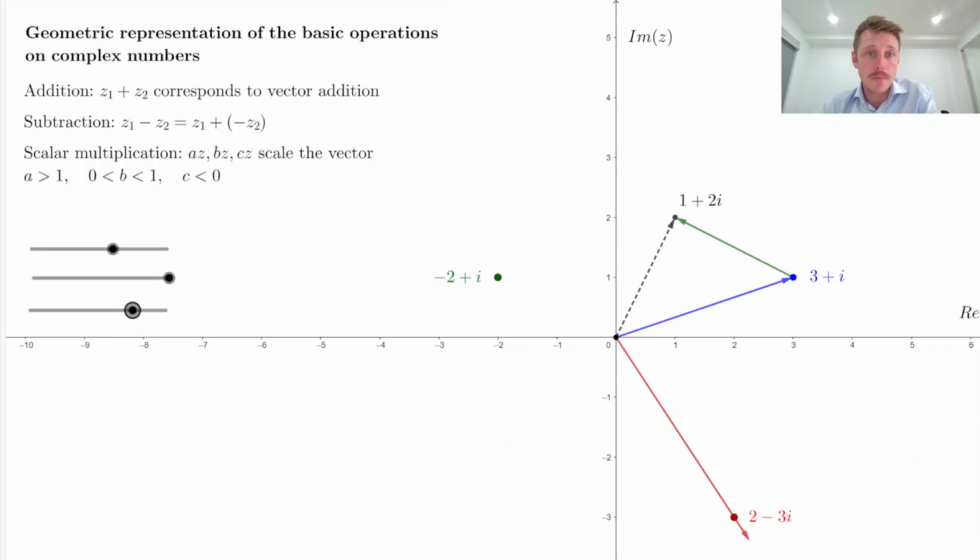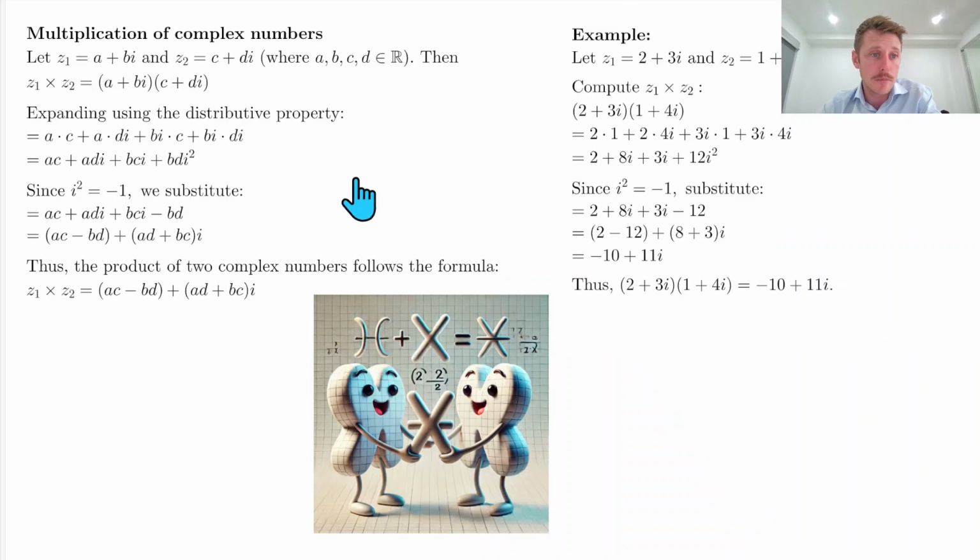All right, let's keep trucking. Now, we've spoken about addition and subtraction. We've spoken about scalar multiplication. What we want to talk about now is multiplying two complex numbers together. So again, we've got complex numbers z1 and z2 defined as the same as before. What we want to do now is we're going to multiply them together.